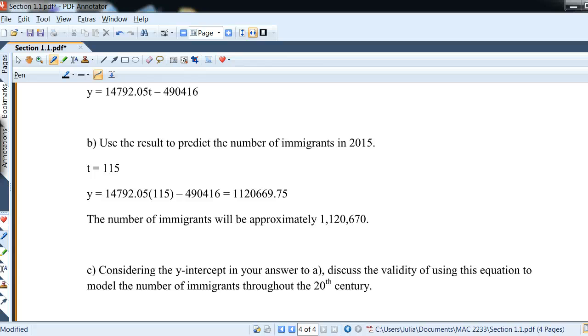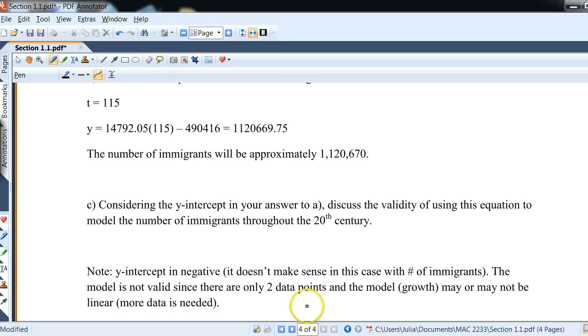Well, it turns out that we only have 2 data points. We don't actually know that the data is linear. What if we have more points and it's not linear? What if it's exponential? Since we only have 2 points, part A says to assume it, but we cannot assume it in general unless we have more data. Here's my answer: since it's negative, it doesn't really make sense. The model is not valid since there are only 2 data points, and the model growth may or may not be linear. So more data is needed to draw a conclusion.